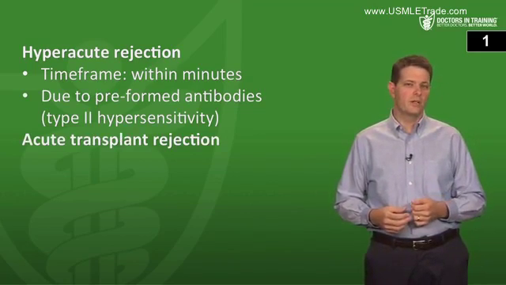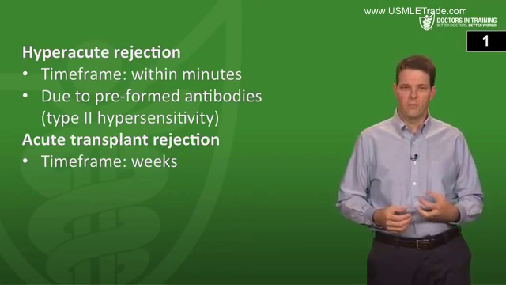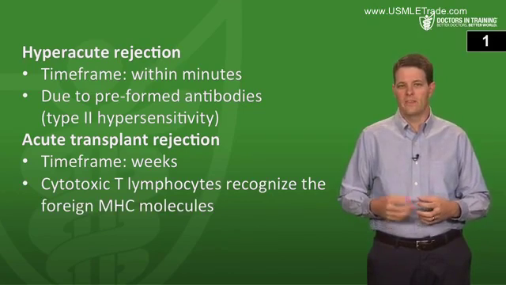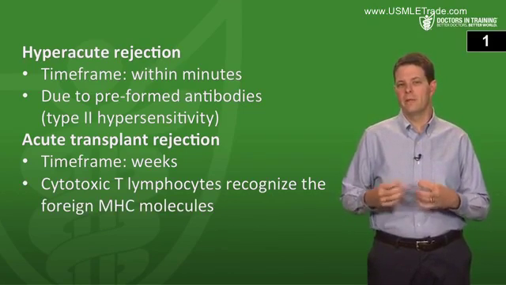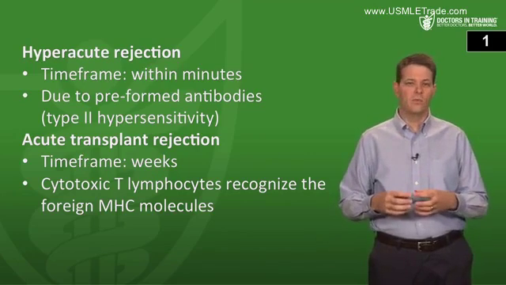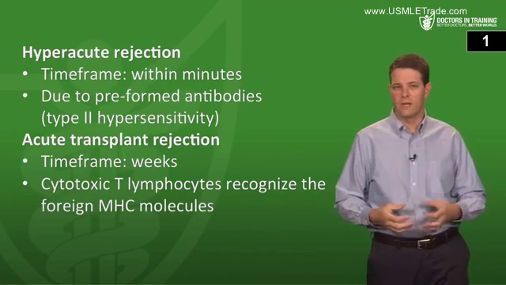Acute transplant rejection takes weeks to develop. This is more of a cell-mediated immunity, where cytotoxic T cells recognize the foreign major histocompatibility complex molecules, the MHC molecules, and then they attack. So this is what immunosuppressant drugs are trying to prevent.